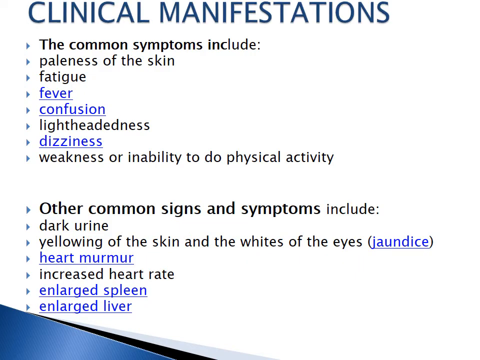Now the clinical manifestations for this: the person will look pale and feel fatigue, fever, confusion, lightheadedness, dizziness, and also weakness in performing physical activity. The other signs will also include yellowing of the skin, and even the urine can be really dark. Heart murmurs, when you listen to the heart, you can hear abnormal sounds, increased heart rate, as well as an enlarged spleen.